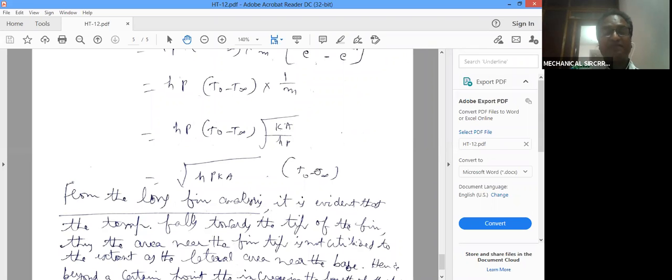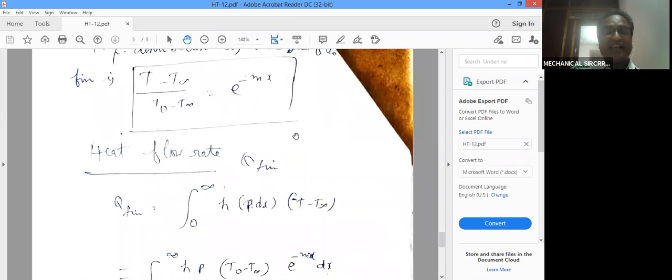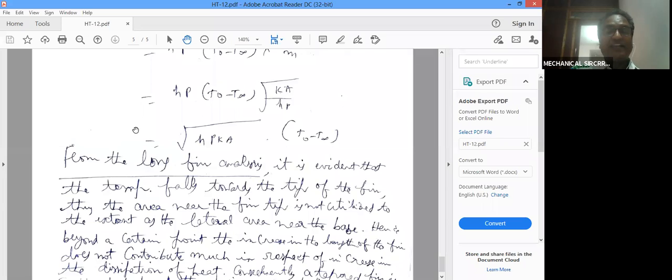So like that you can calculate the temperature distribution for a lengthy fin. This is the temperature distribution for a lengthy fin. This is the heat transfer rate through the fin, Q fin, root hPkA into (T naught minus T free stream). Very, very important. These two derivations are very, very important. You may be supposed to solve problems, and you have derived these two equations.